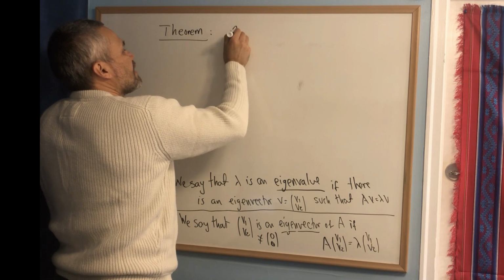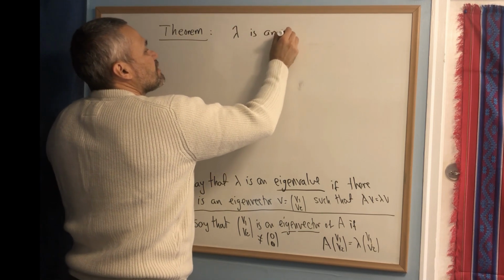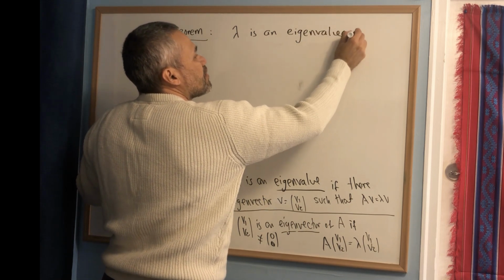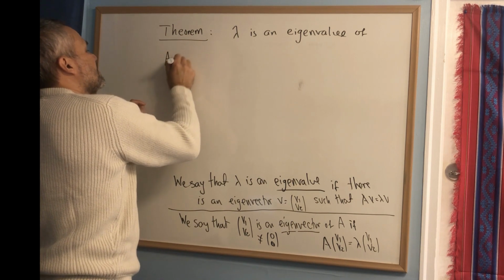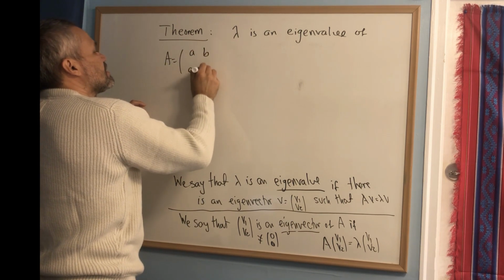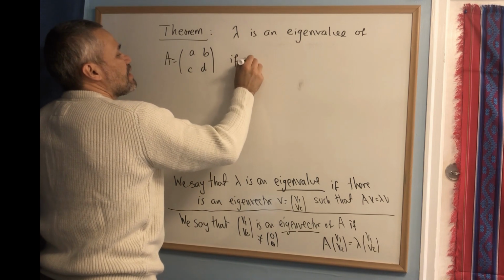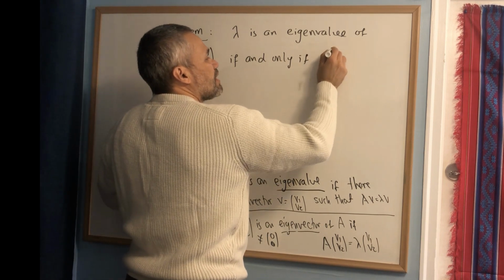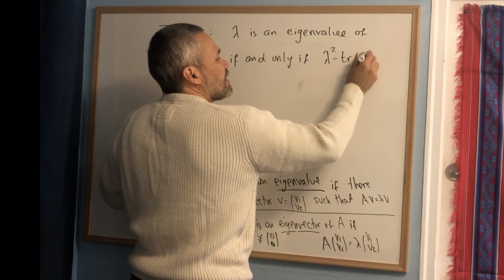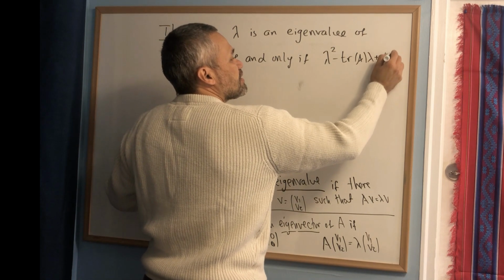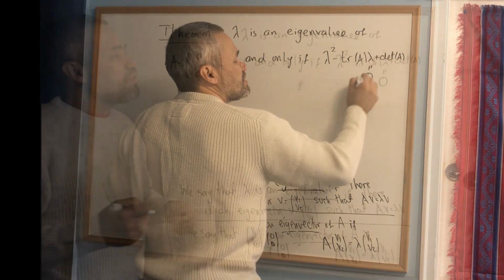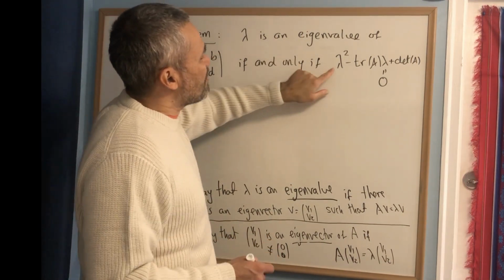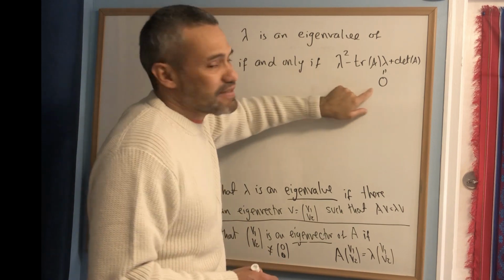And it says that lambda is an eigenvalue of A equal A, B, C, D if and only if lambda squared minus the trace of A lambda plus determinant of A is equal to 0. Okay, that means that lambda is an eigenvalue of A if and only if lambda satisfies the characteristic equation for A.